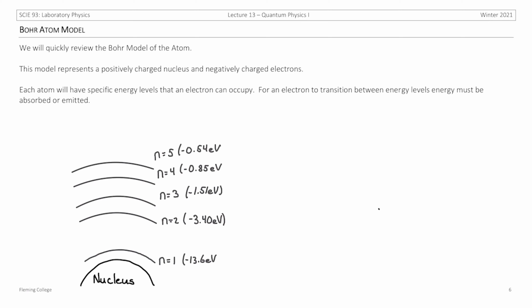To move from one level to another, we need to calculate the change in energy of the electron. So this is called an electron transition, and it's another one of our familiar change in calculations. So the change in energy means that we're going to take the energy of its final position and subtract from that the energy of its initial position. Let's look at 2 example transitions.